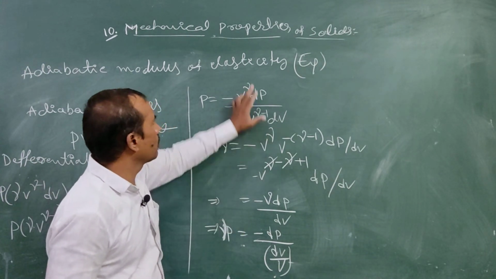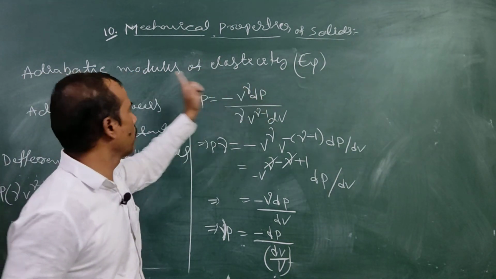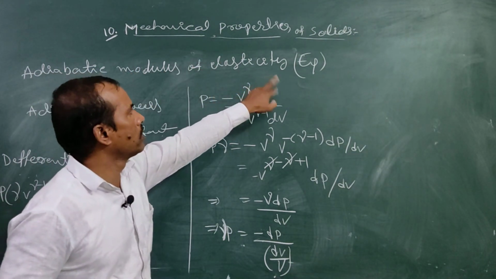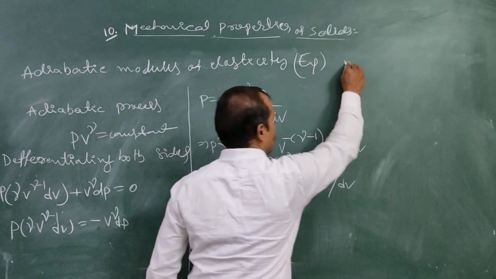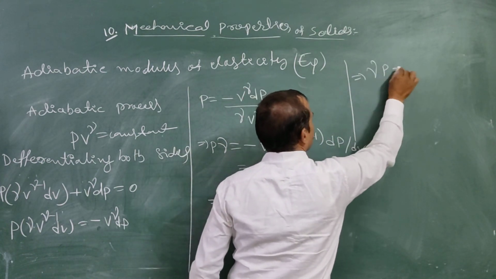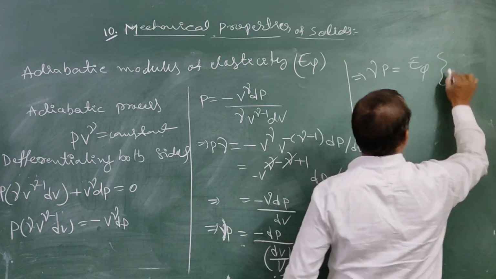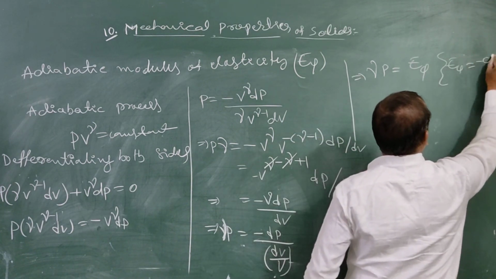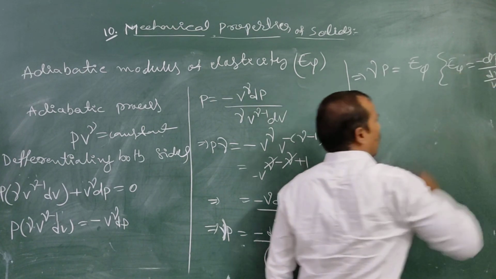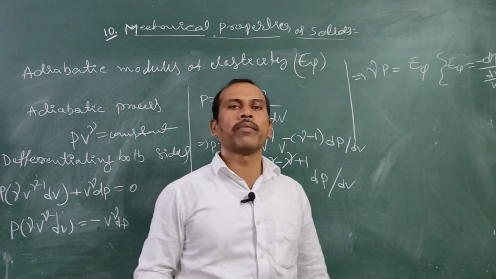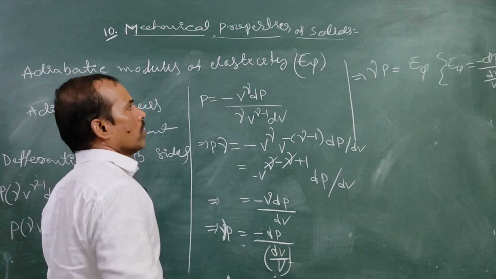But here bulk modulus means nothing but the adiabatic modulus of elasticity. This is E pi. Now it simplifies: gamma P is equal to E pi. Here E pi is equal to minus dP by dV by V. This is the adiabatic modulus of elasticity.